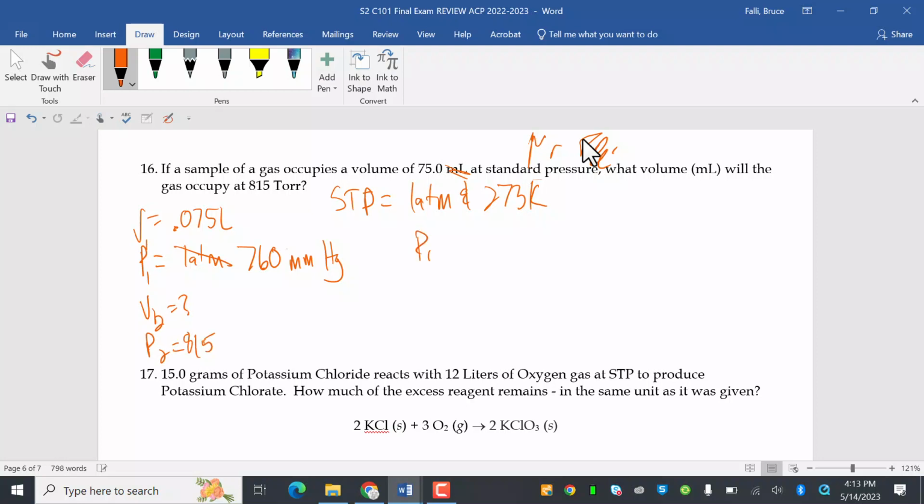So remember P1 V1 equals P2 V2. That's Boyle's law if you need to know the name of it. And my pressure originally is 760. My volume was 0.075 liters. And it's true, it doesn't matter if you left it in milliliters in this case, but be on the safe side in case you ever have an R problem. We want to make sure that'll work. And then my new volume is 815 V2.